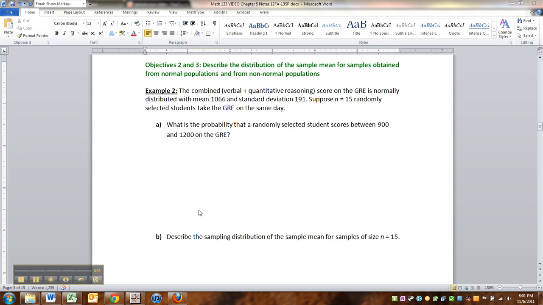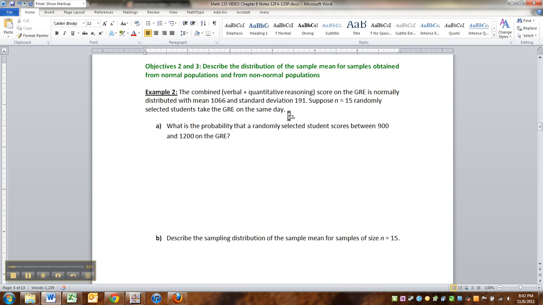All right, so let's start using our newfound knowledge for a problem. The combined verbal and quantitative reasoning scores on the GRE is normally distributed with a mean of 1066 and a standard deviation of 191. For those of you that have no idea, the GRE is sort of like the SATs, but for graduate students. I believe it's run by the same company that makes the SATs, but don't quote me on that.